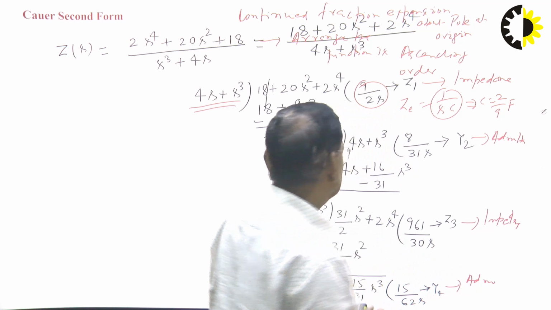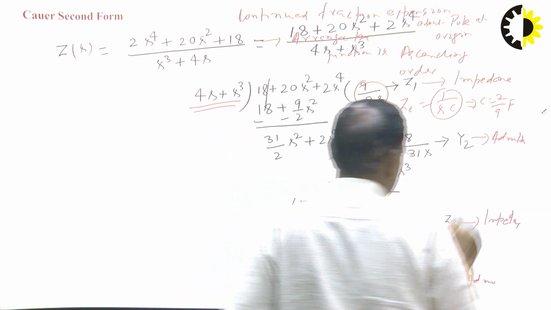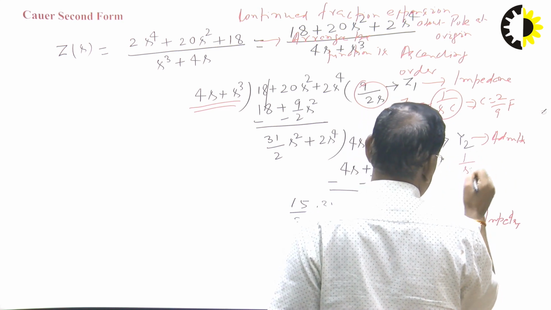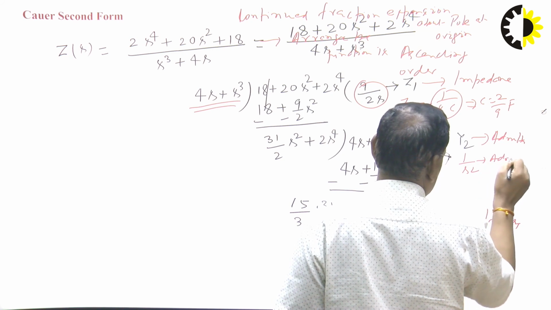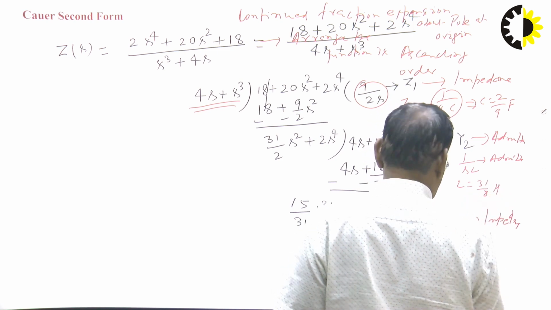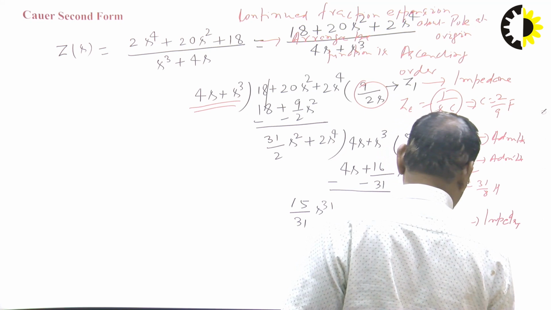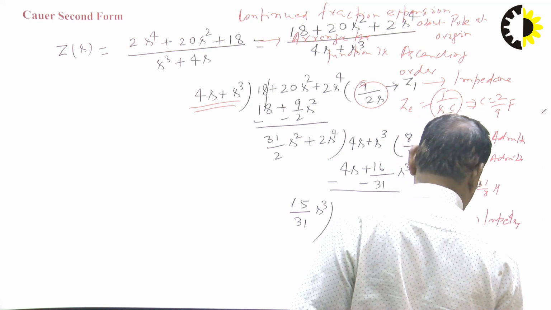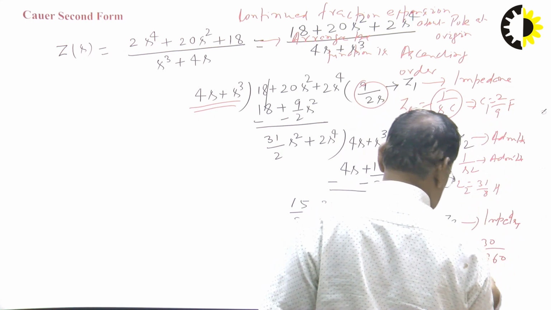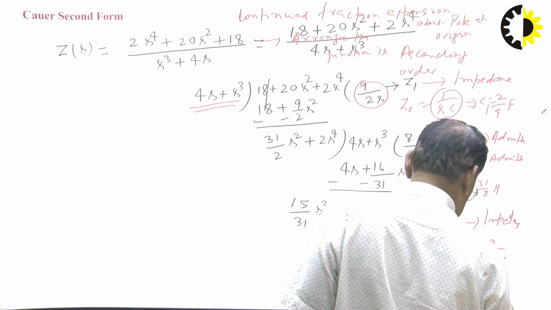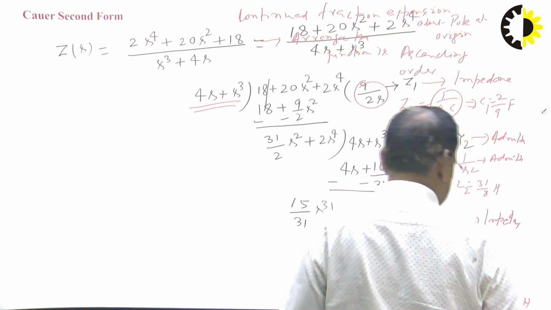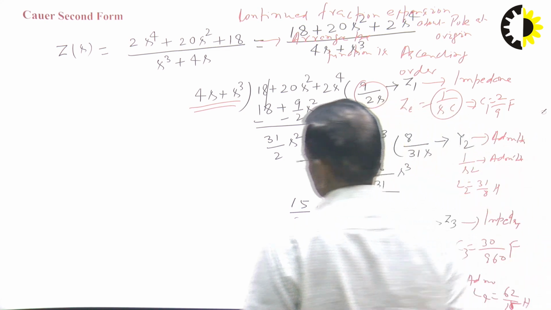This is admittance. If this is an inductor, SL, then 1 by SL is the admittance. It means L is equal to 31 by 8. This is your impedance. So C is equal to 30 by 961. So this is your C1, this is your L2, this is C3, this is your L4. So L4 is 62 by 15 Henry. This is the farad, Henry, and so on.